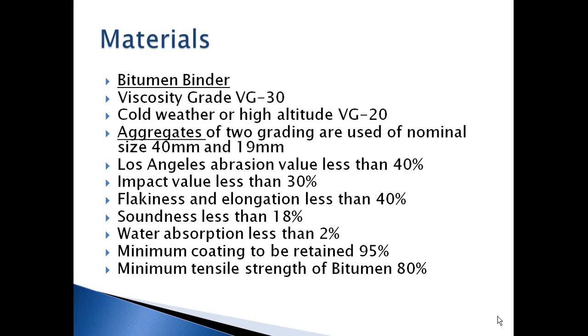Aggregates are used which are of two gradings, of nominal size 40 mm and 19 mm. Certain properties are to be maintained for the aggregates, like the Los Angeles abrasion value should be less than 40%, impact value less than 30%, the flakiness and elongation less than 40%, soundness less than 18%, water absorption less than 2%. The minimum coating to be retained is 95% and the minimum tensile strength of bitumen is 80%. So this is why we generally do the testing for aggregates and bitumen, which we have learned in the previous modules.